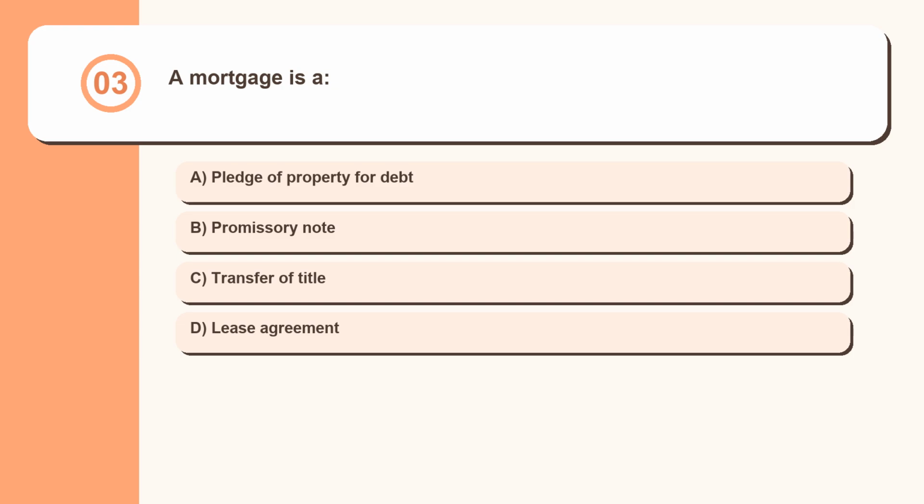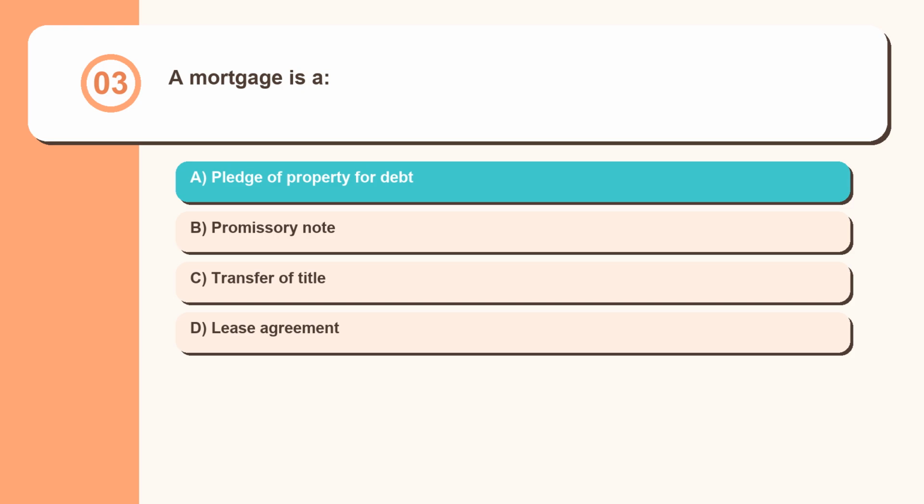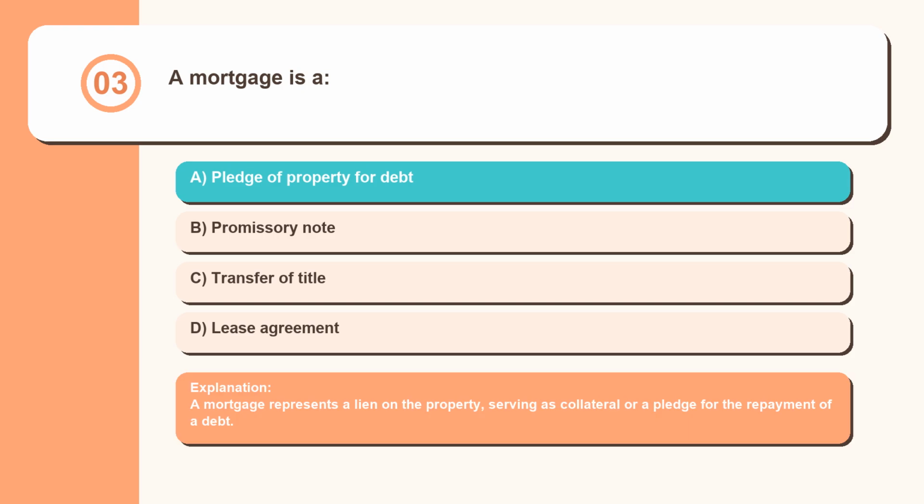Question 3. A mortgage is a: pledge of property for debt, promissory note, transfer of title, lease agreement? A mortgage represents a lien on the property, serving as collateral or a pledge for the repayment of a debt.